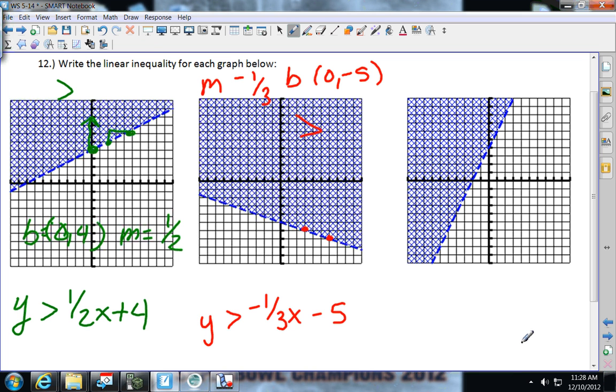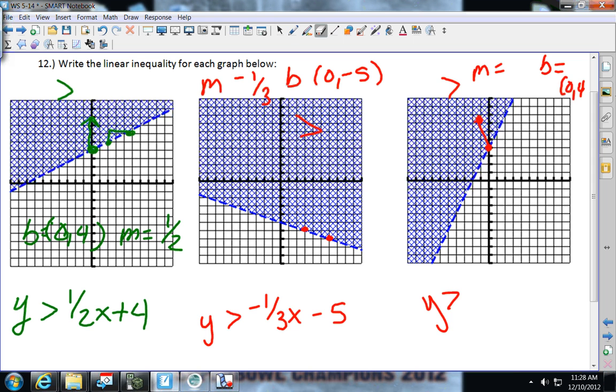And the last one in this series, first off, I see that it's a dashed line again, and I see that the shading is above again. That's greater than. So I have y is greater than. I need my slope and my y-intercept. My y-intercept, 1, 2, 3, 4, is (0, 4).